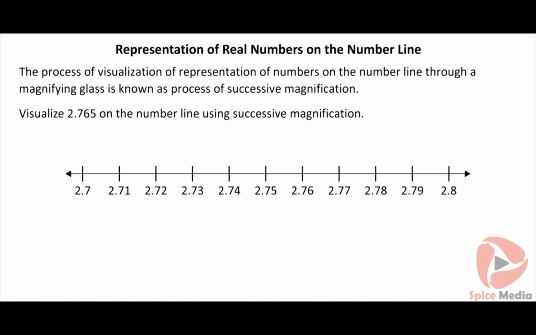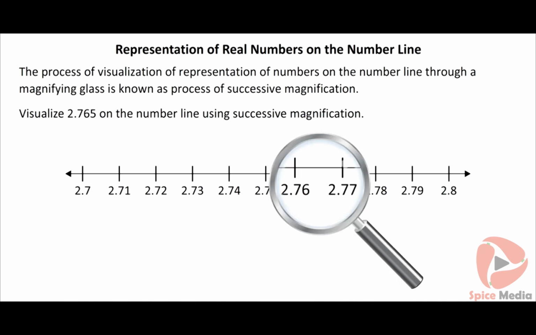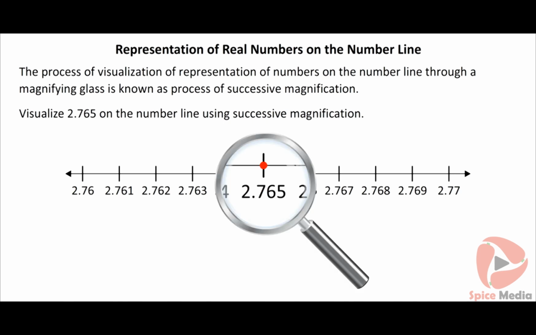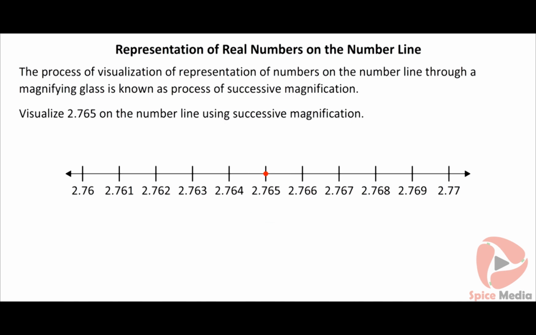Now, 2.765 lies between 2.76 and 2.77. Again, look closely at the numbers between 2.76 and 2.77. Divide the portion between 2.76 and 2.77 into 10 equal parts as shown. We find that 2.765 is the fifth mark in this subdivision. This process is known as the process of successive magnification.